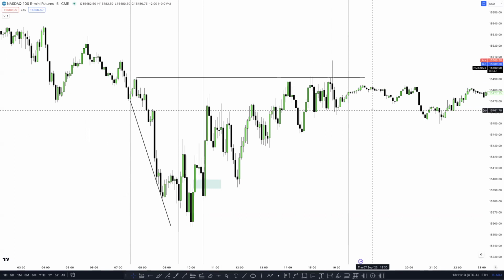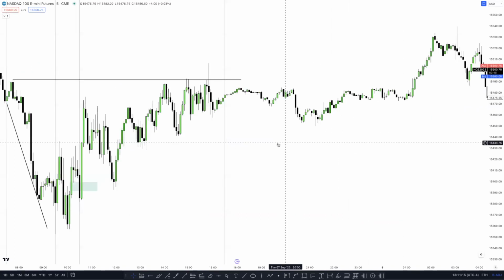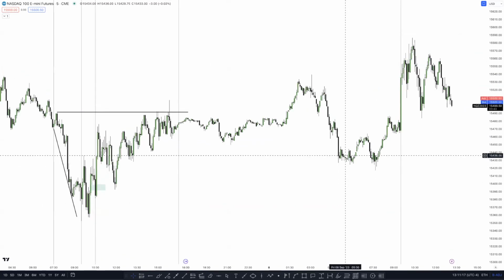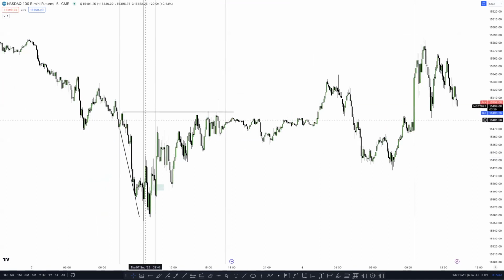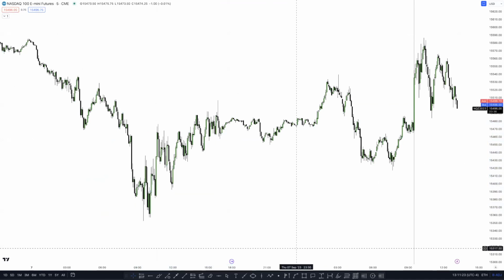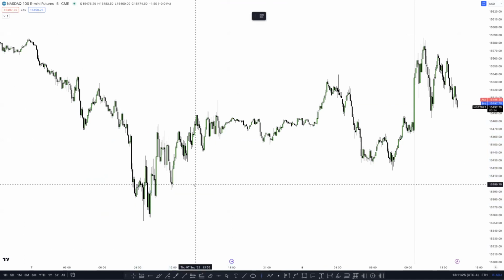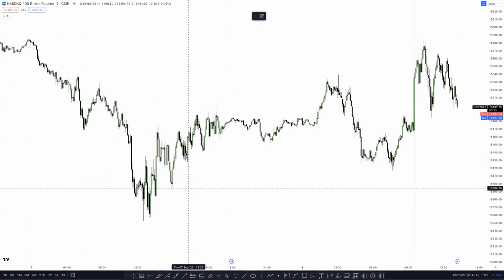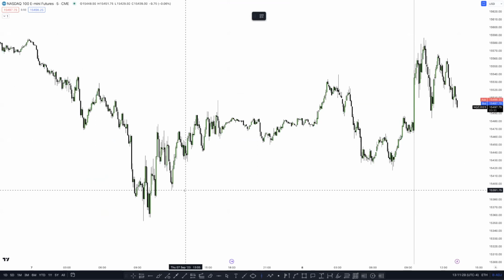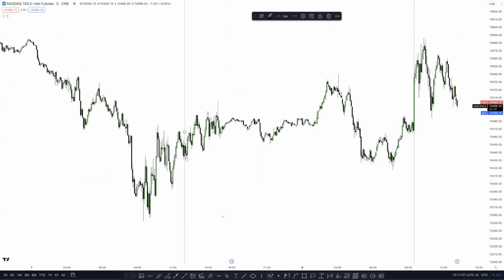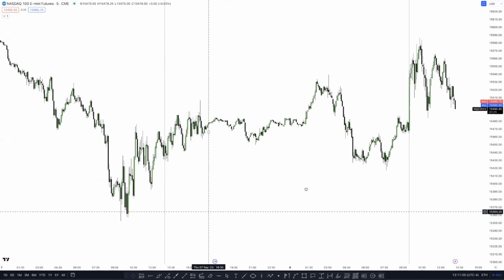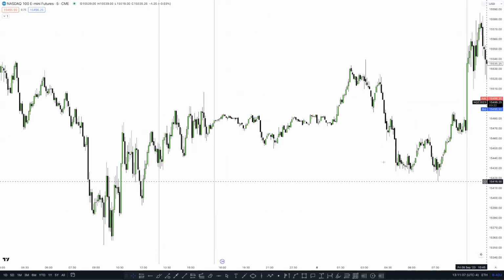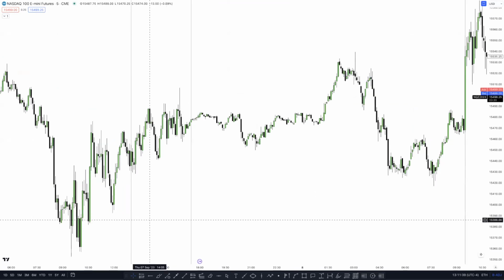Now that is just one example. Let's consider something else. Now let's look at the PM session, from 1 o'clock right here to 4:30. Is that 4:30? Yes, it is. What's the accumulation fractal over here? Can you see it? Look.